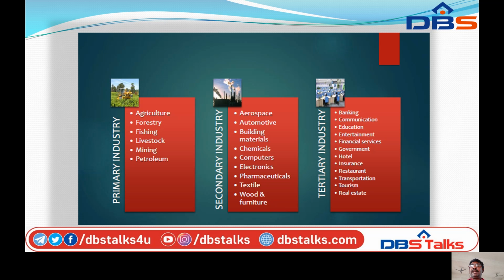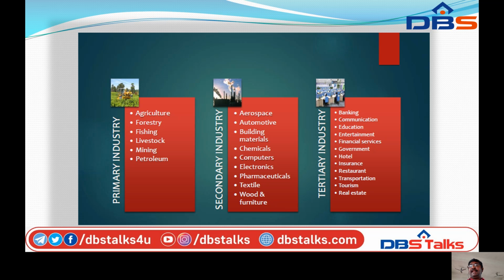The second one, secondary industry. It is an industry that takes raw materials as inputs and creates finished products as outputs. Examples of secondary industry are aerospace, automobiles, buildings, building materials, chemicals, computers. These are all secondary industries.